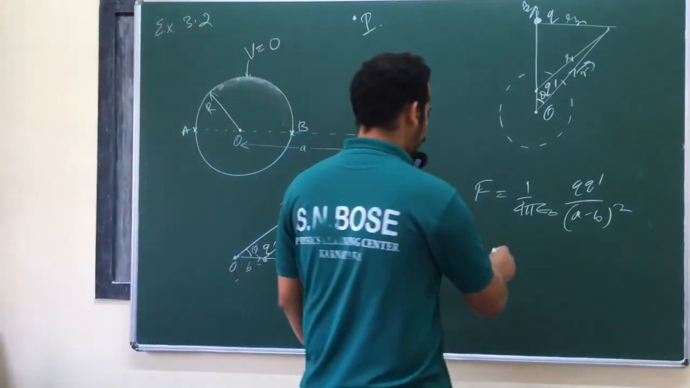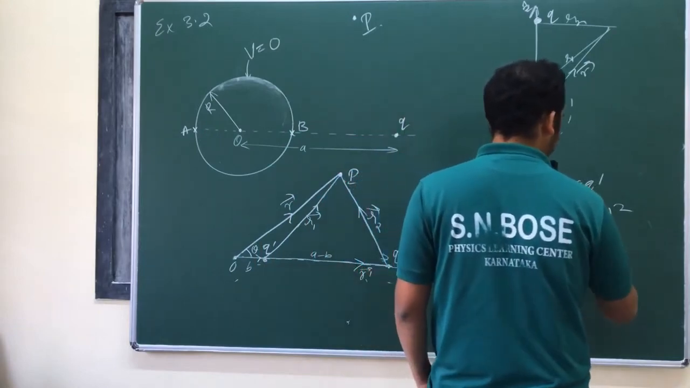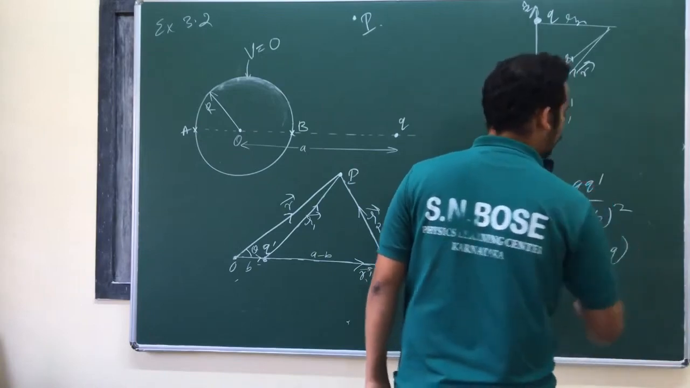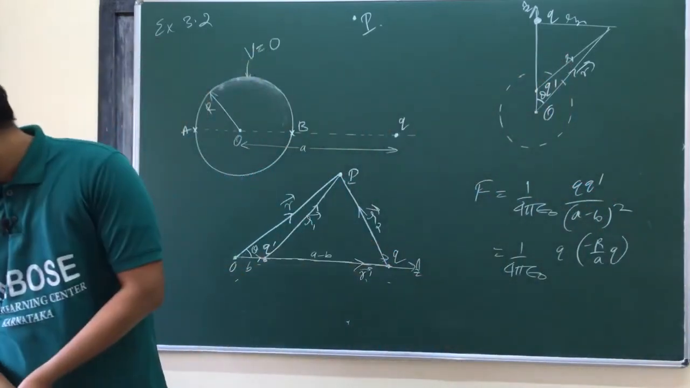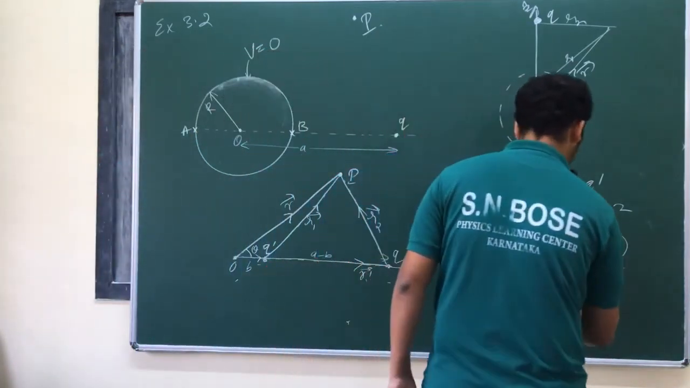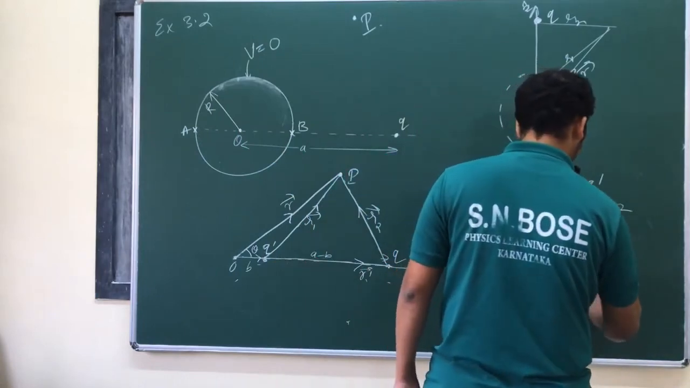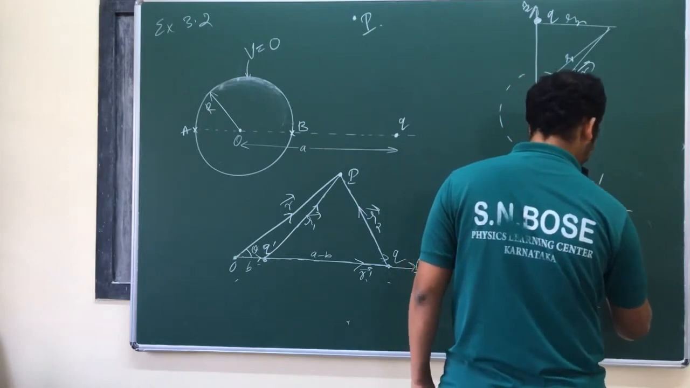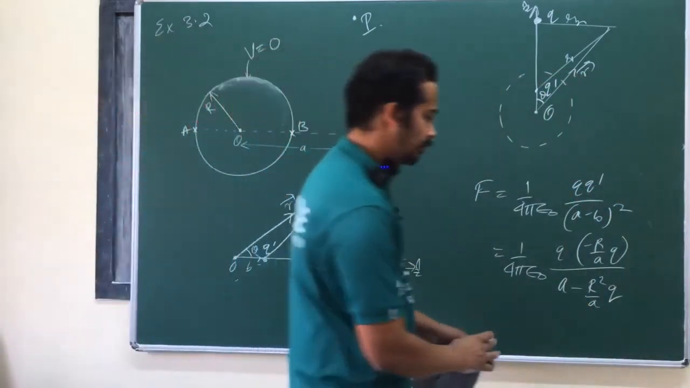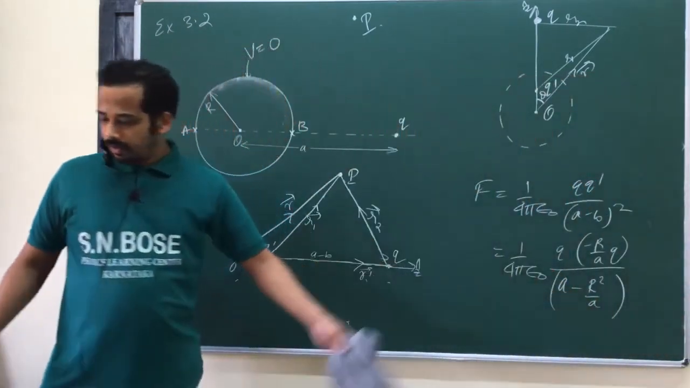And you substitute Q and Q prime. 1 by 4 pi epsilon naught. Keep Q as it is. What is Q prime? Minus R by A times Q. So A minus, what is B? R square by A. What is B? R square by A, not Q. R square by A. Attractive force.